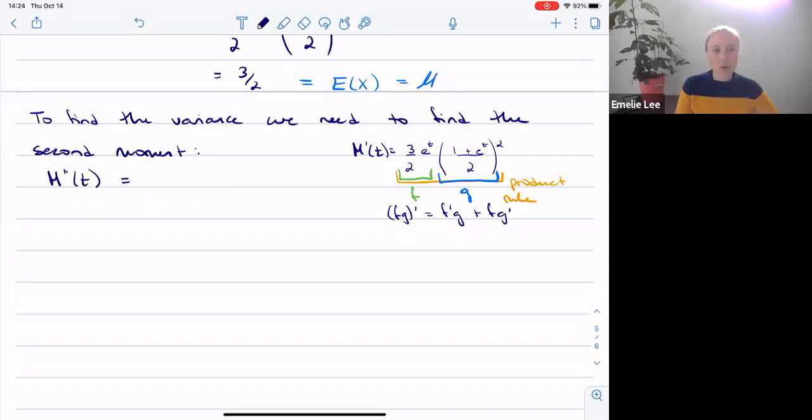Okay? So if we take it nice and slow here, we can get to the second derivative pretty quickly. So if I think of 3/2 times e to the t, that's an easy derivative, right? Because the derivative of e to the t is e to the t. That's the beauty of it. Times a constant, well, nothing changes. So I have 3/2 e to the t times the second, which is just going to be (1 plus e to the t over 2) all squared.